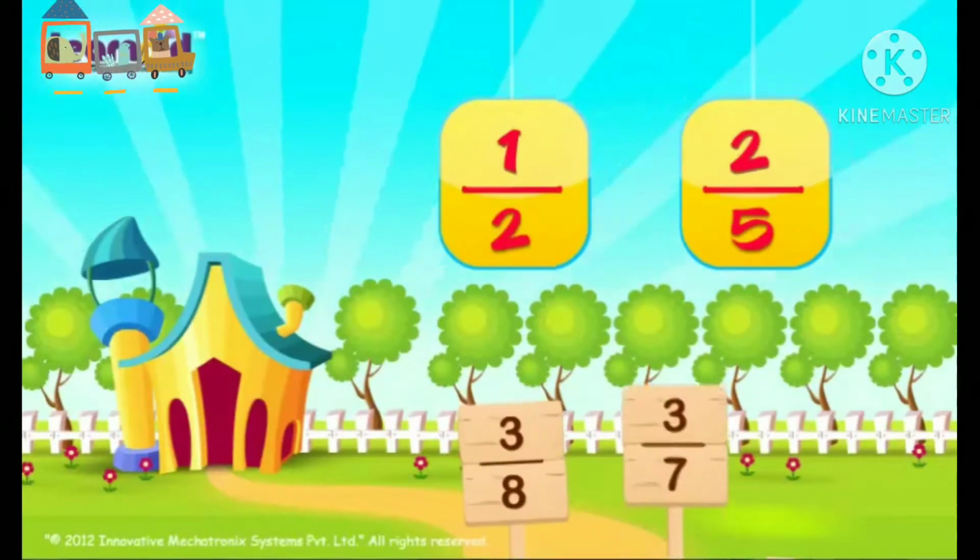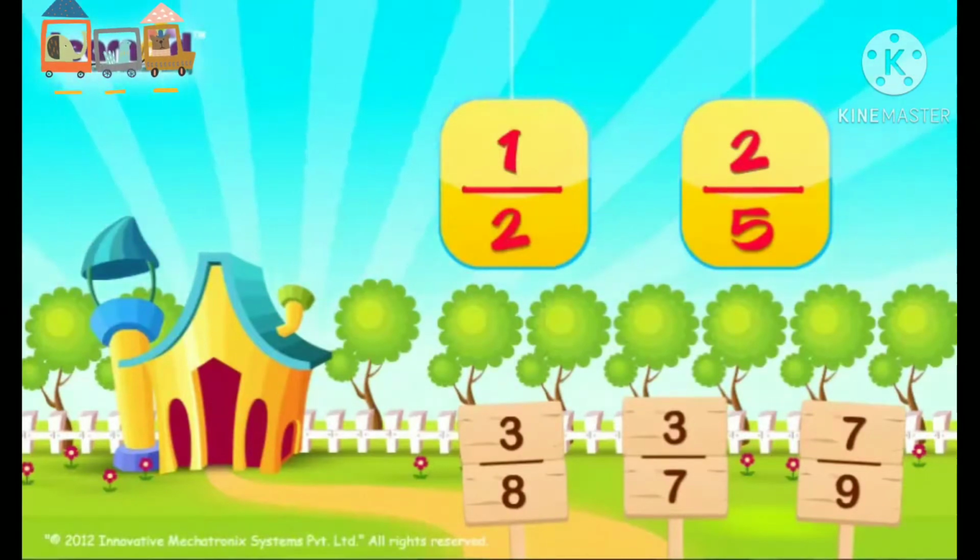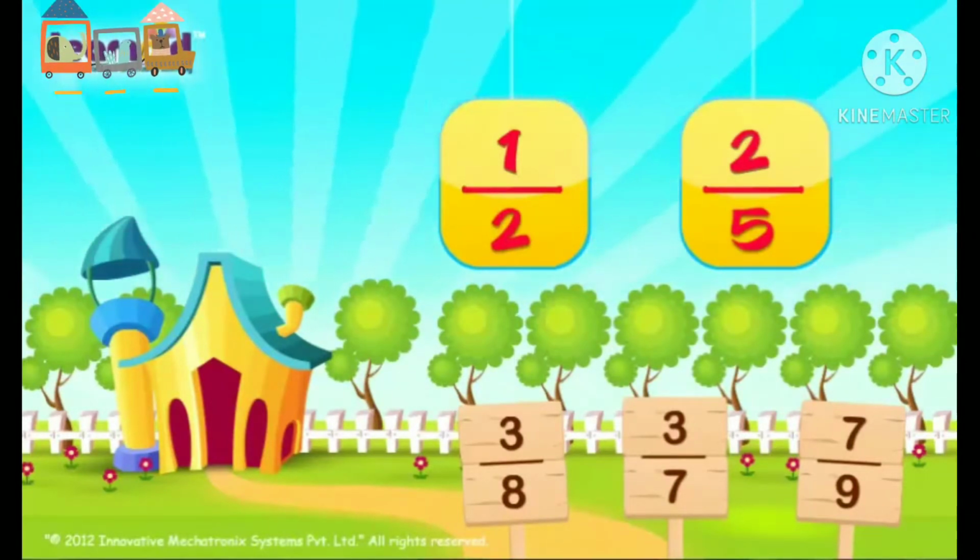3 by 8, 3 by 7 and 7 by 9. These all are unlike fractions because their denominators are not the same.